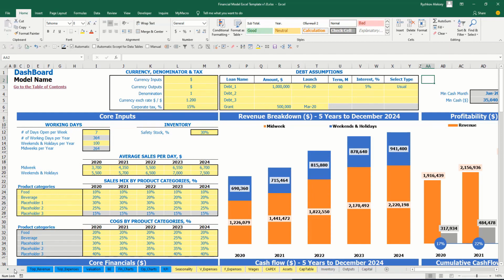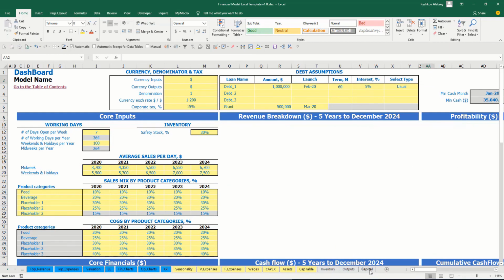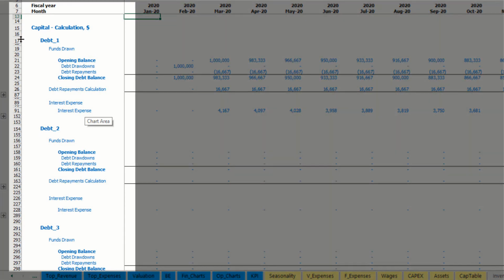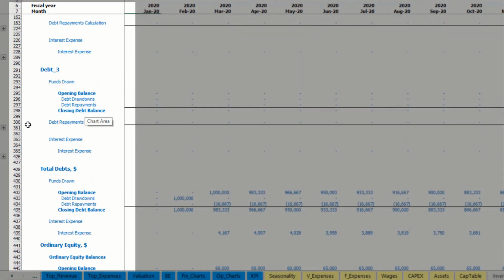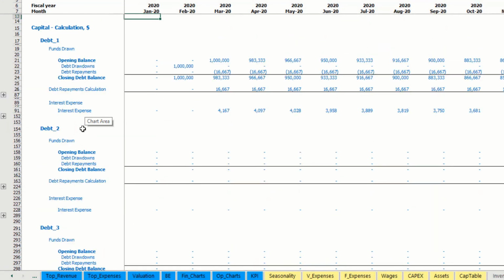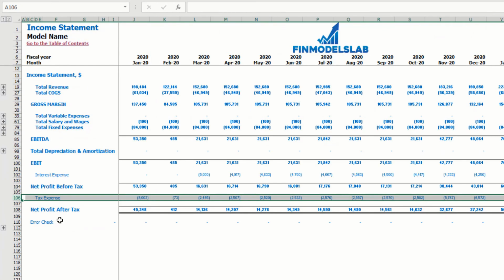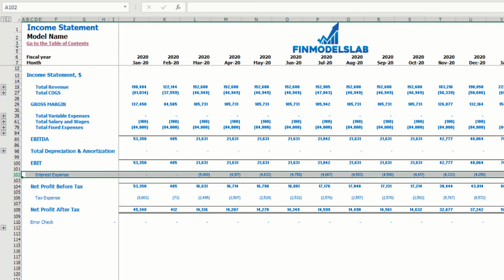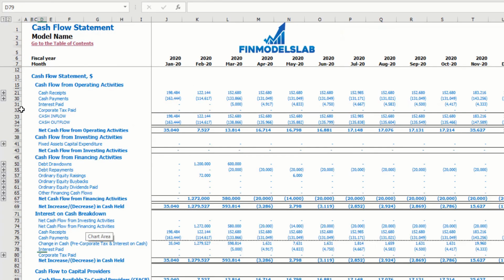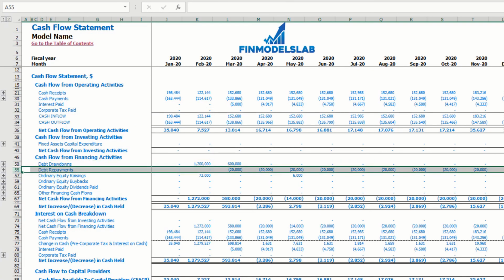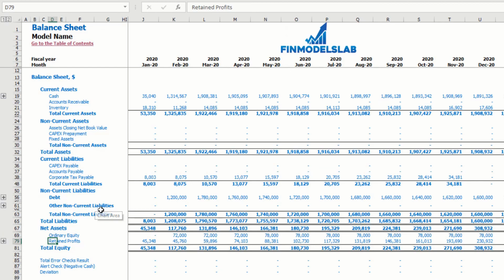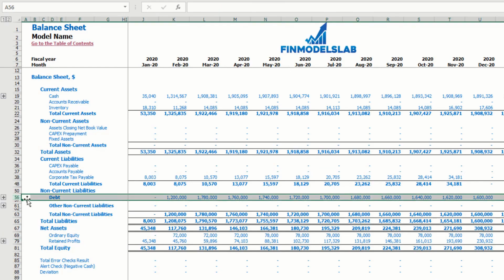So all the calculations of the debts you may see on the capital tab. Calculations for the debt number 1, debt number 2, debt number 3, total debts with grants. These calculations impact income statement, interest expenses, the cash flow, interest paid, debt drawdowns, debt repayments, and on the balance sheet you have the debt closing balance.